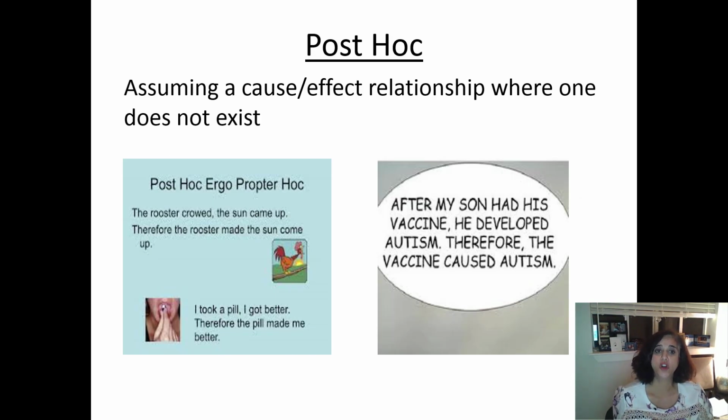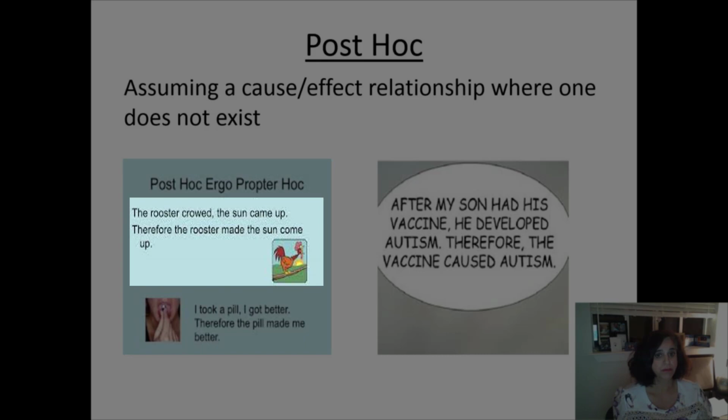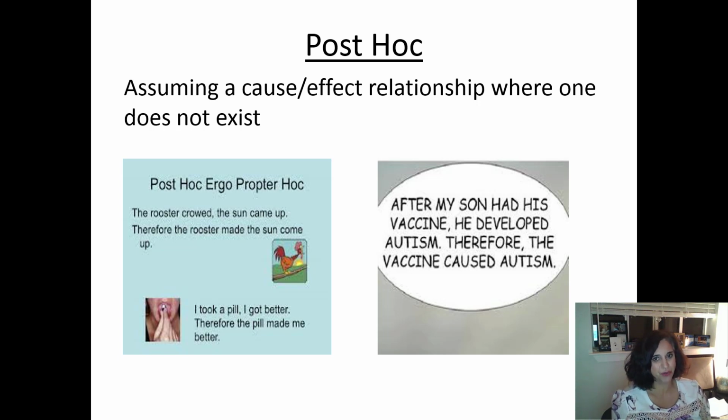Another type of fallacy is called post hoc, and this tends to show up in cause-effect relationships. Let's take a look at this. The rooster crowed, the sun came up, therefore the rooster made the sun come up. Well, we know that's not true. The rooster didn't make the sun come up.